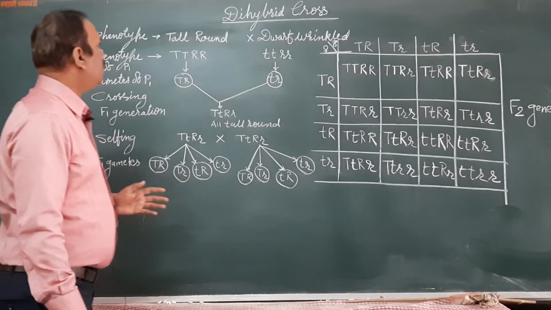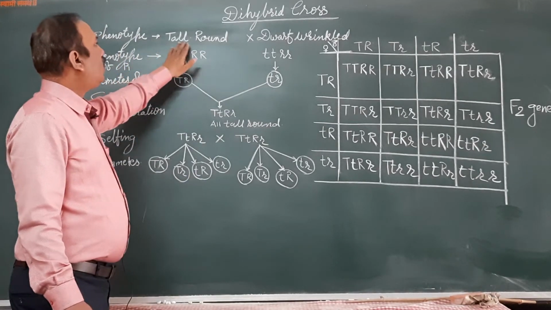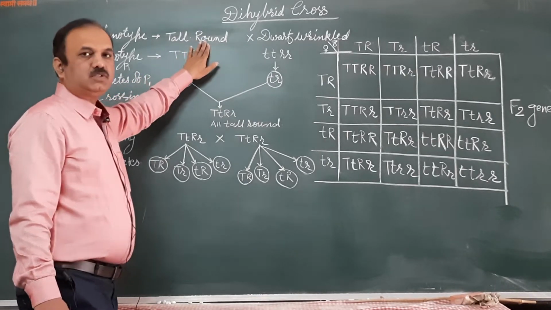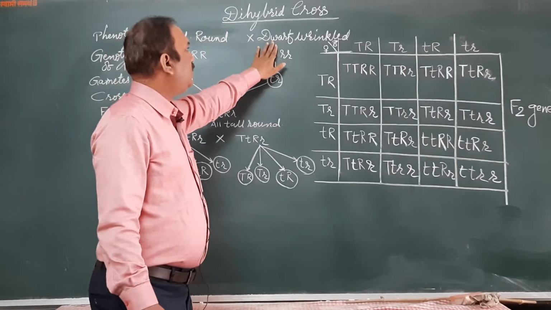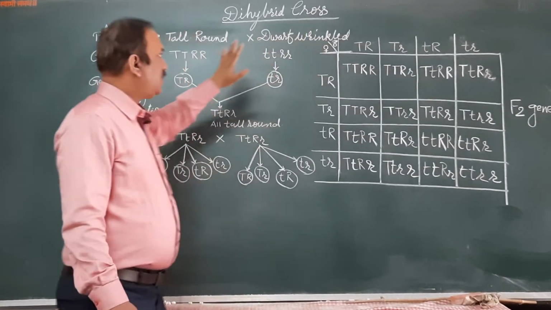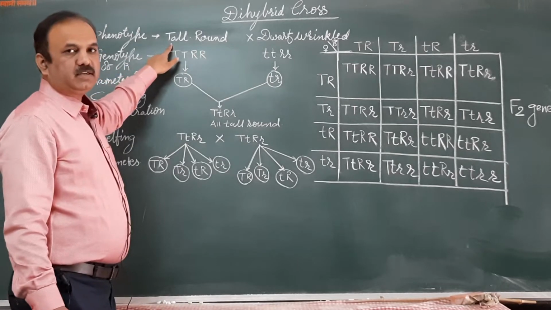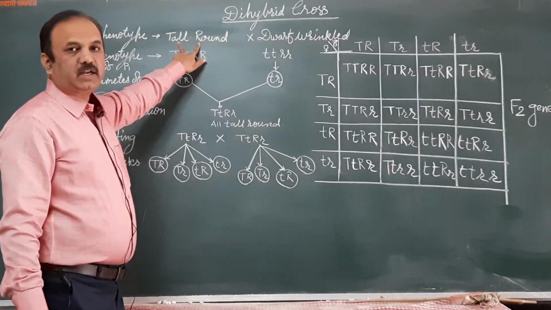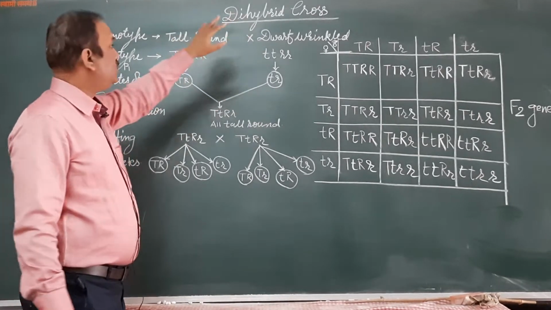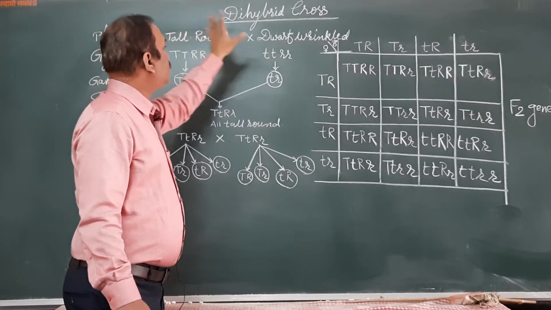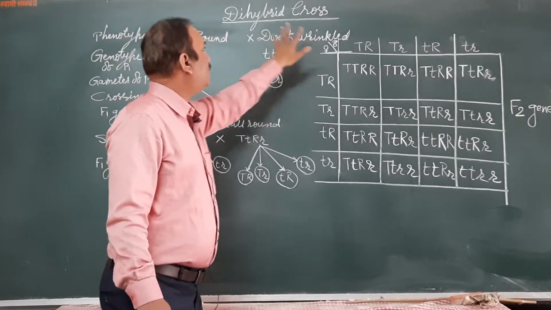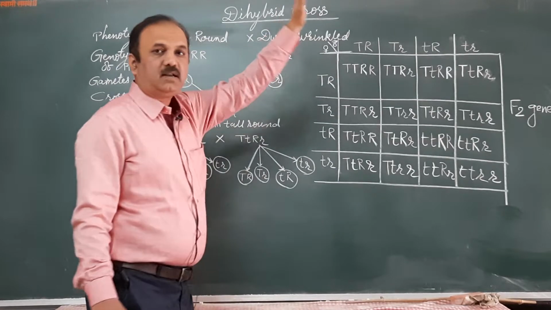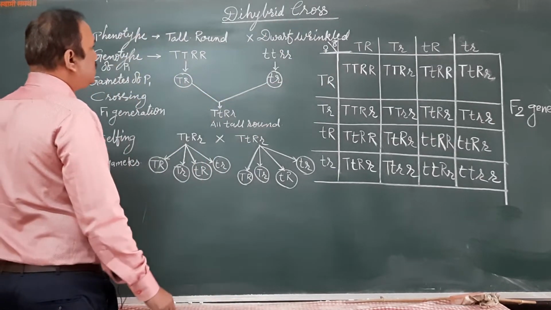In this dihybrid cross I have taken a tall plant with round seeds crossed with a dwarf pea plant having wrinkled seeds. Tall is one characteristic feature and round is the other. So at a time we are dealing with two contrasting characteristic features. Tall and dwarf are contrasting characters, and round and wrinkled are contrasting characters. We are dealing with these at a time.